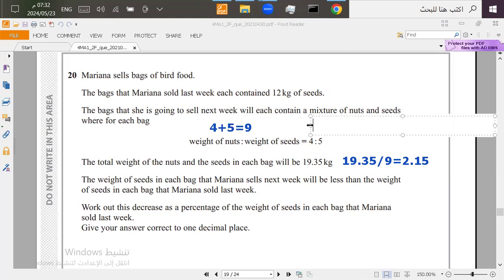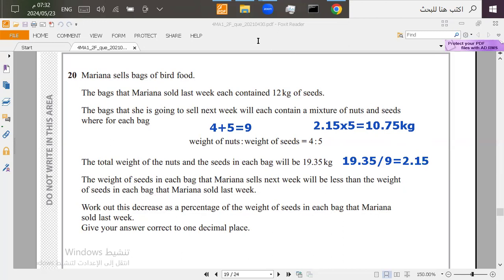So we multiply 2.15 times 5 to get the weight of seeds. So 2.15 times 5, and the answer is 10.75 kilograms. This is the weight of seeds that we have in the bag she's going to sell next week. So we know the new weight of seeds, and this is the old weight of seeds. Now we're going to find the percentage decrease between them.